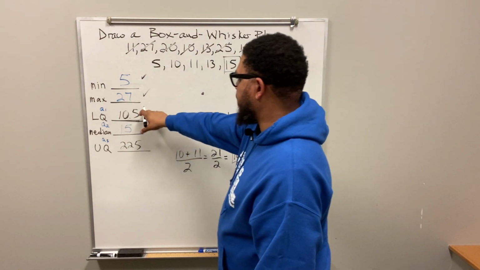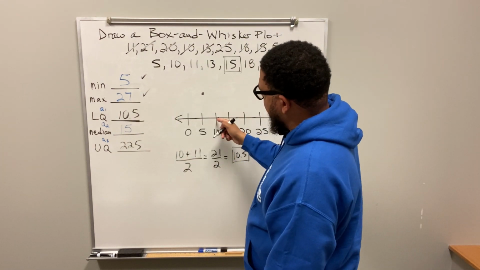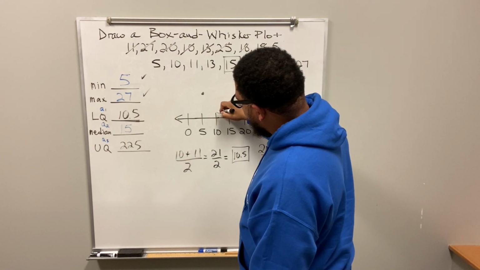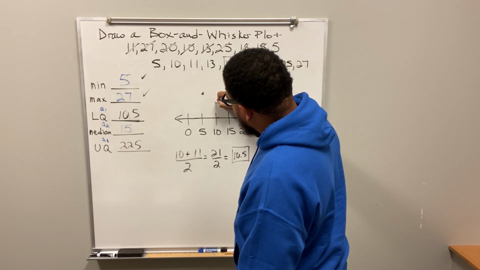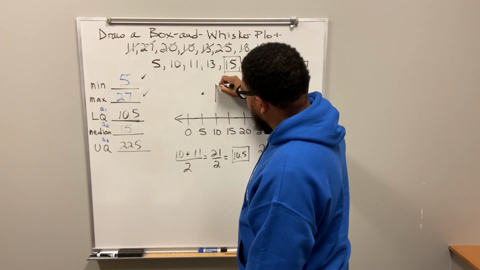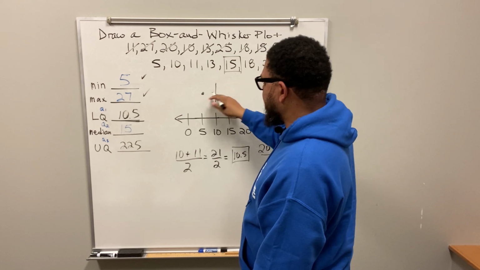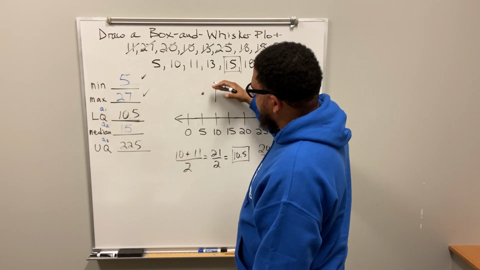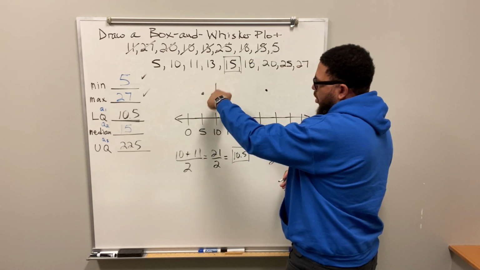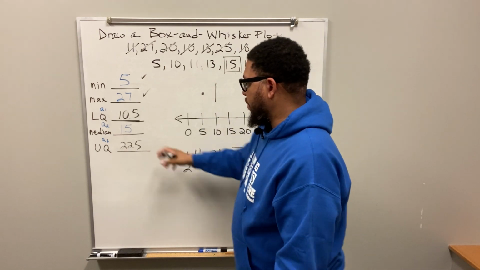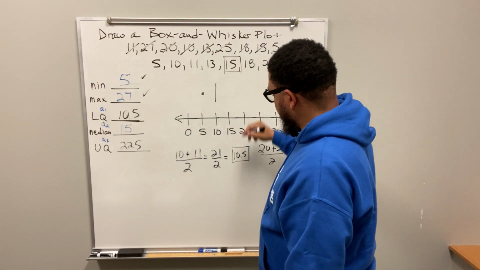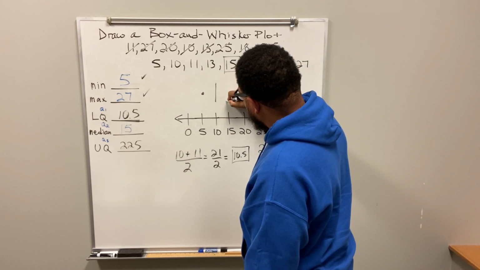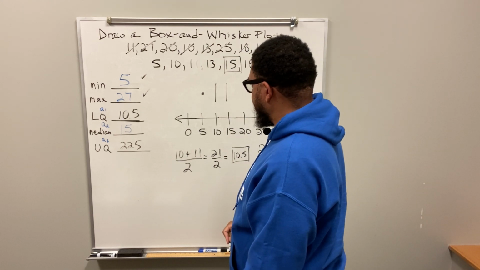All right, so where's 10.5 at? I see 10 right here. 10.5 is a little bit past 10. So I go up and I do that. And look how I write my vertical bar. I want the dot to be halfway lined up with the halfway mark of the bar that I draw. That's what I want. And then my median is 15. I go to 15. Go up. I draw a bar like that.